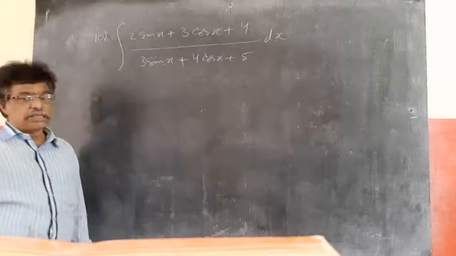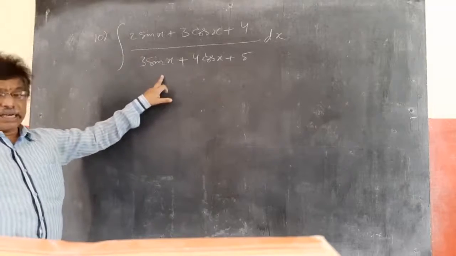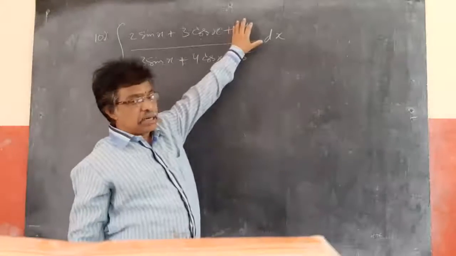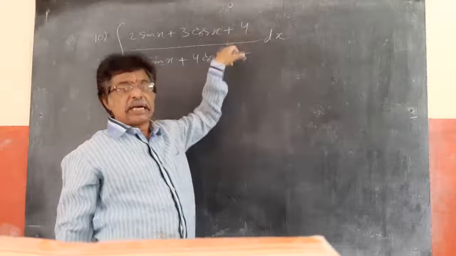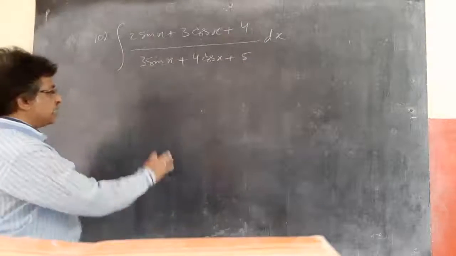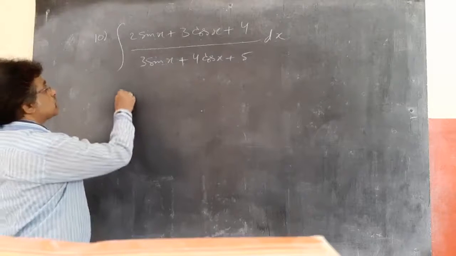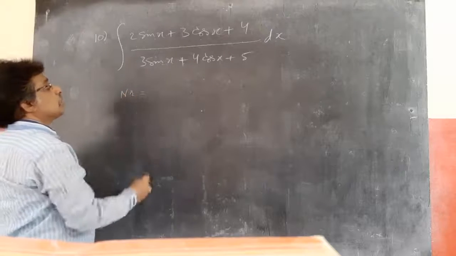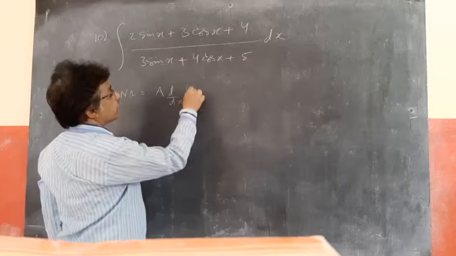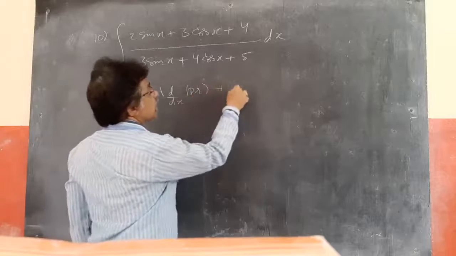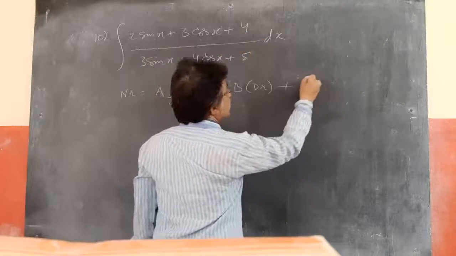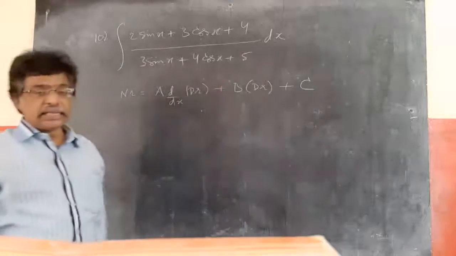So if you observe this, both numerator and denominator are in sin and cos only. So first method, there is no constant below here. So extra constant is there. That is the same method as that of the first type: numerator equal to a into d by dx of denominator, plus b into denominator. Now some extra constant is there. So take it as sums.